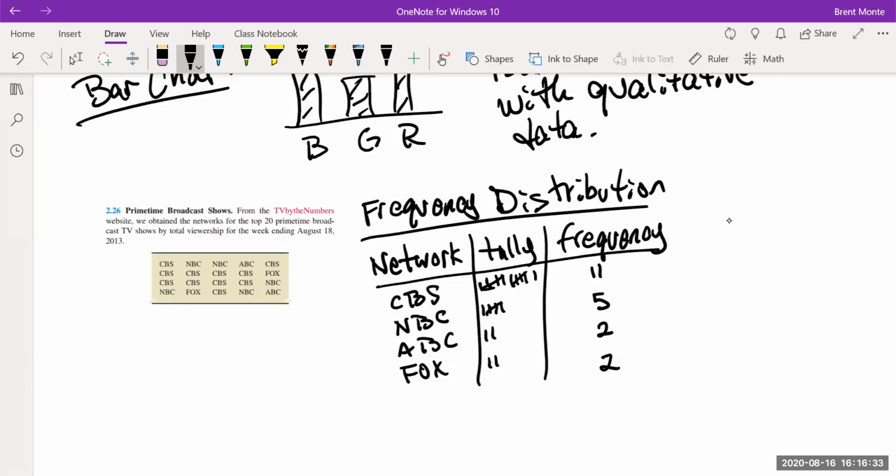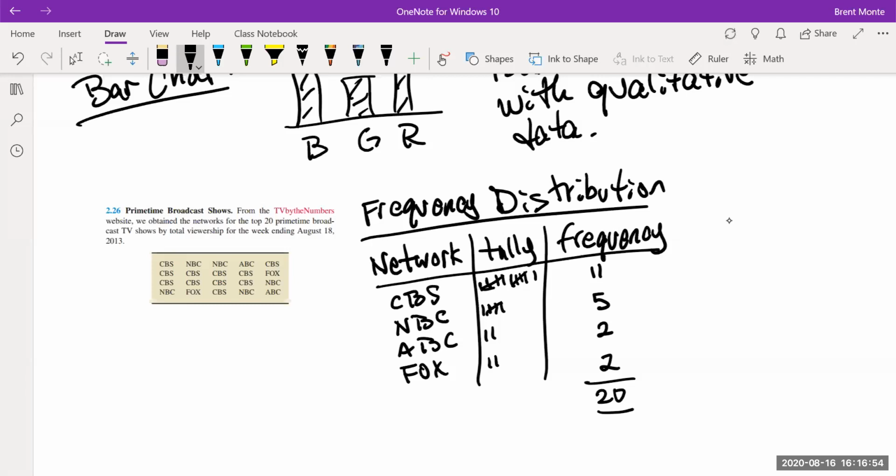And now it makes it much easier to look and say, instead of just seeing the data and saying, wow, it looks like there's a lot of CBSs, I can say, oh, there was 11 CBS. There was 5 NBC, 2 ABC, 2 Fox. I could even add these together and say, okay, totally there's 20 of those.